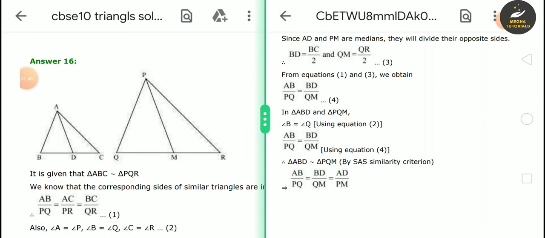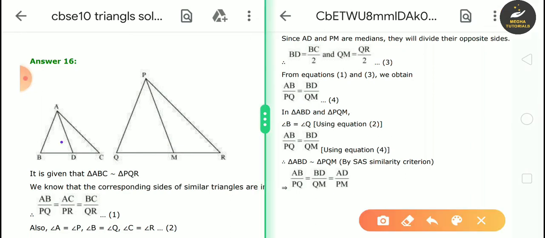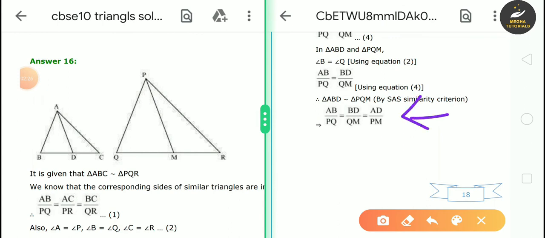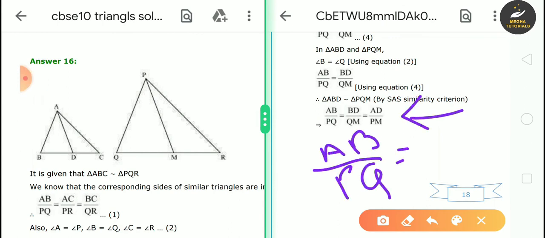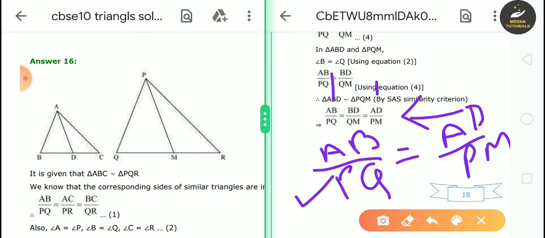Then in triangle ABD and triangle PQM, angle B is equal to angle Q, and also AB upon PQ is BD upon QM from equation 4. Therefore we can say that triangle ABD is similar with triangle PQM using SAS similarity test. Okay, and then we can write AB upon PQ is equal to BD upon QM is equal to AD upon PM. Sides of the similar triangles are in the same proportion. So from this you can write AB upon PQ is equal to AD upon PM, which is the required proof.